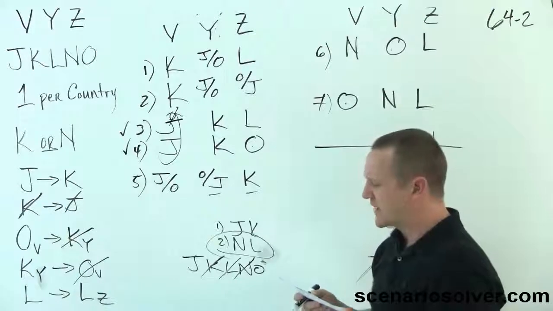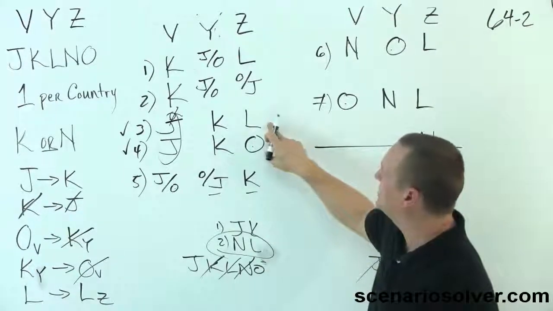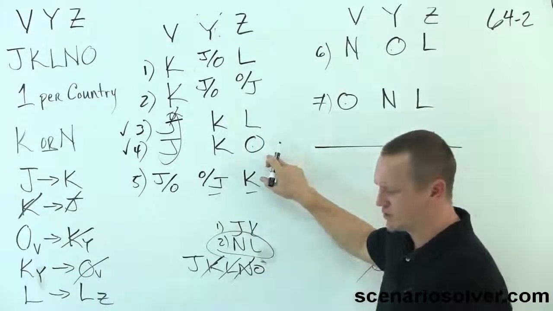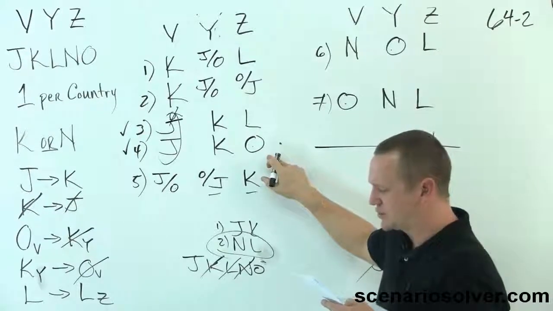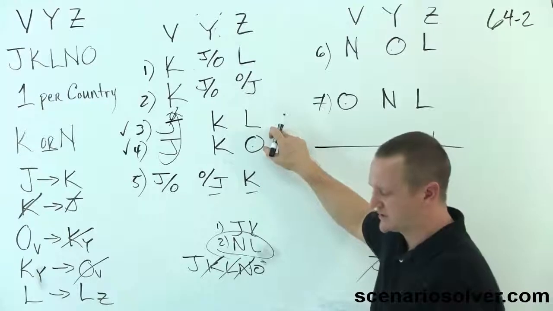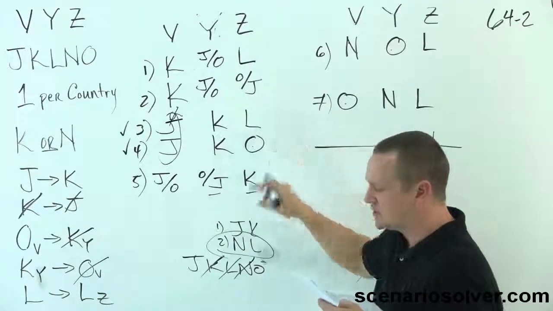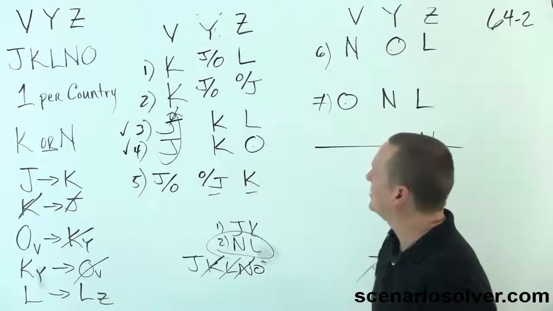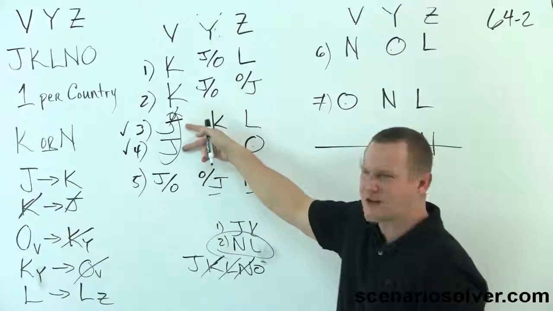Let's look at B, though. L is assigned to Z. Well, it could be, but it doesn't have to be, because O could be there. So that's not a must be true. Let's look at C. O is assigned to Z. Same thing. L could be assigned to Z. Let's look at D. J is not assigned to an ambassadorship. Well, no, that is absolutely not true.